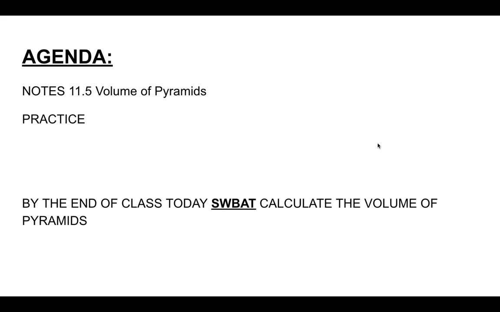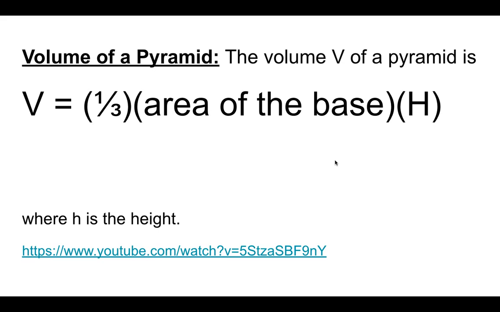Welcome back. So on the agenda for today is notes on 11.5, volume of pyramids, with some practice problems. By the end of class today, you should be able to calculate the volume of pyramids. That's your goal. So when we're talking about the volume of a pyramid, it can be shown using this formula. The volume of a pyramid is 1/3 multiplied by the area of the base times the height of your prism.